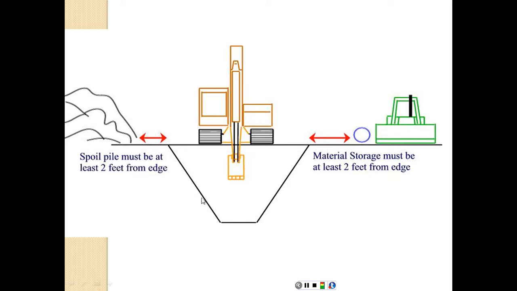Now we can see that it's sloped, and that sloping follows what's called the angle of repose of the soil, which is a natural angle that the soil forms if left naturally without any external support. That would be a safe way to support that soil.